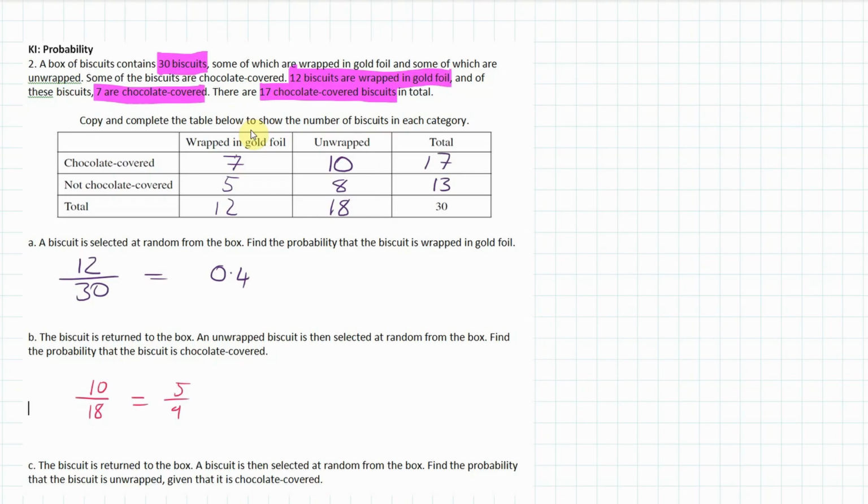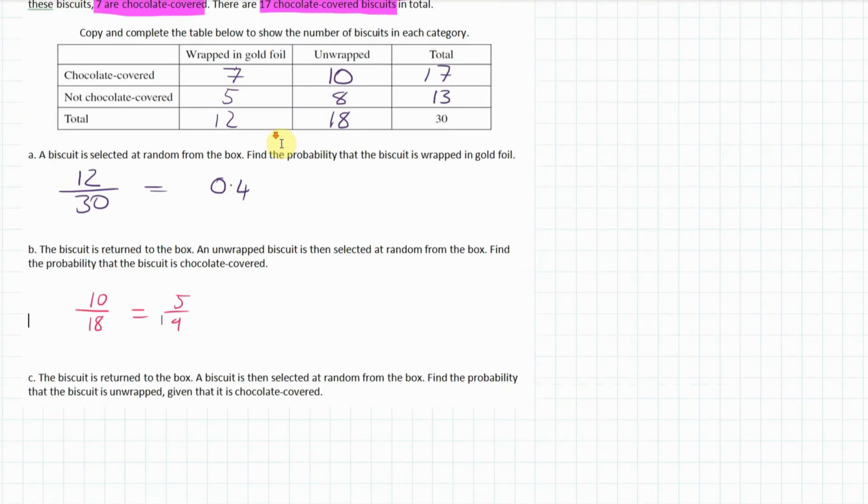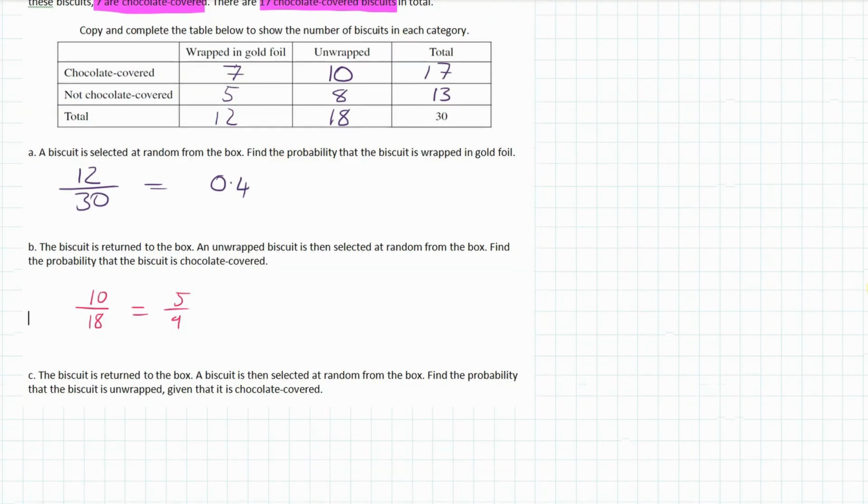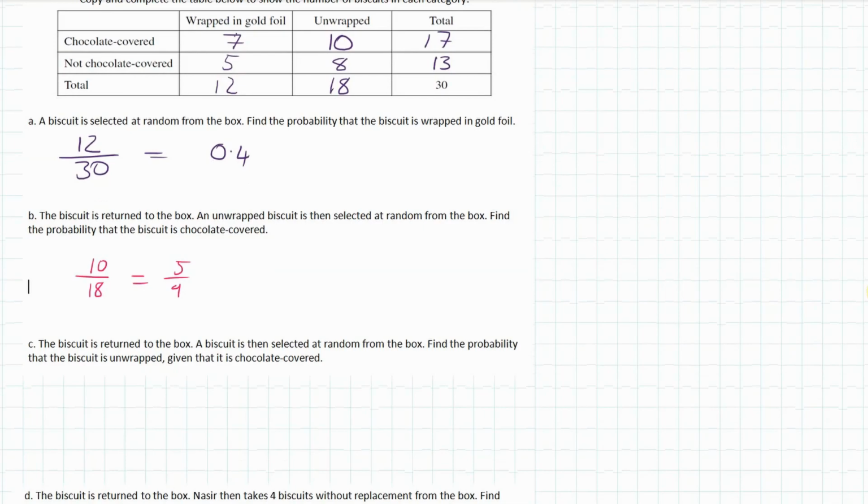Okay, we return that biscuit to its box. A biscuit is selected at random from the box, and we've got to find the probability that the biscuit is unwrapped given it's chocolate covered. Okay, so this is the old conditional probability scenario here, isn't it? So let's see how we go with this. So we're trying to find the probability that the biscuit is unwrapped given it's chocolate coated.